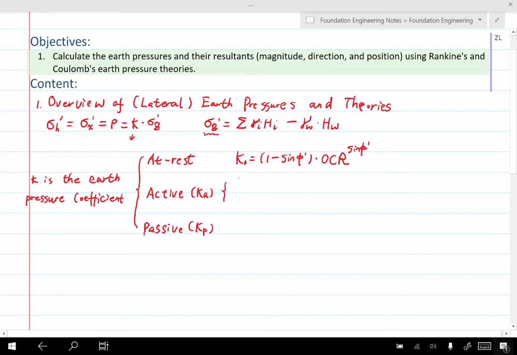We have Rankine theory that we can use to calculate the active earth pressure. We can also use another one called Coulomb. I've already introduced Rankine's theory when we were discussing the sliding resistance of shallow foundation. Later on, I will review this theory. For passive, we also have Rankine's theory and Coulomb's theory.